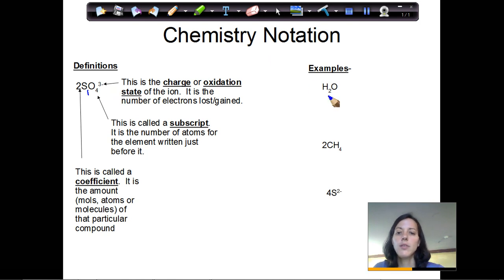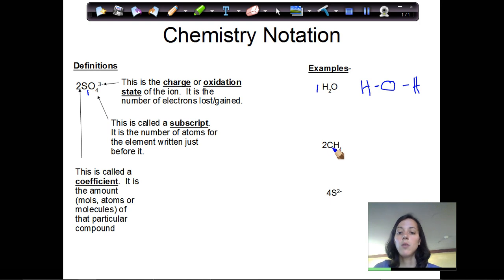So let's do a couple examples. Here we have H2O. So if we were to draw that out, what that looks like is 1 O attached to 2 H's. That 2 goes to the H, not the O. There's no charge written up here, so this molecule is neutral, and there isn't a number out front, and when that happens, it's always just 1. So we have 1 molecule, or 1 mole of H2O.